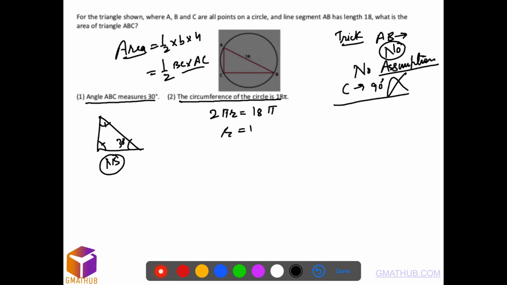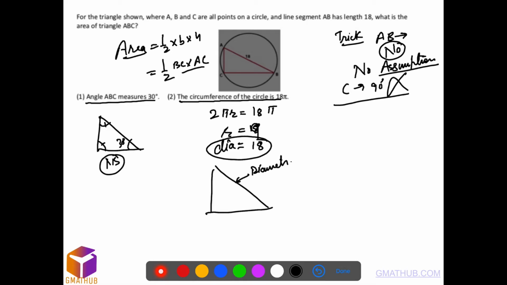So radius becomes 9, diameter becomes 18. From here what we know is that since AB is the diameter, because it's 18, this angle would be 90. We have no idea about the other two angles. So again we cannot find these two sides, not sufficient.